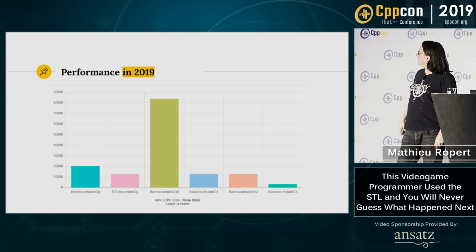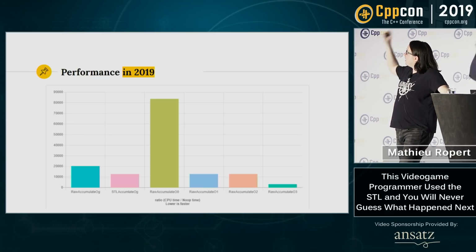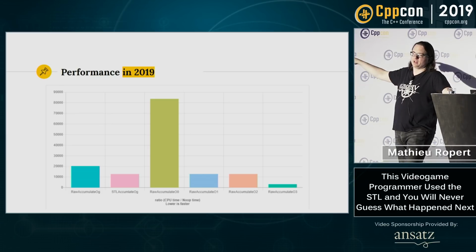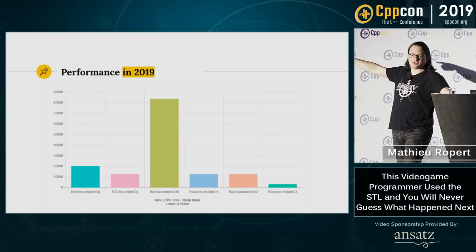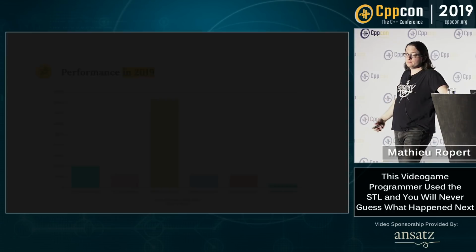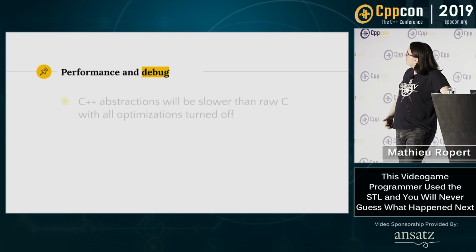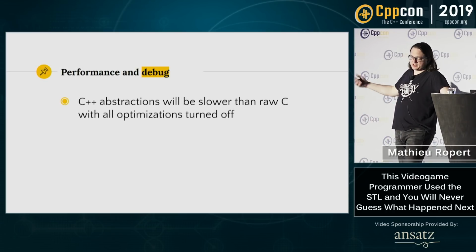And O3 is when vectorization kicks in, so you see another boost of performance. But the thing to remember is raw C is terrible if you don't optimize it. Raw C++ is even worse. But if you just turn on the minimum optimization from your compiler, you can even beat C. So, yeah, that's basically what I just said.